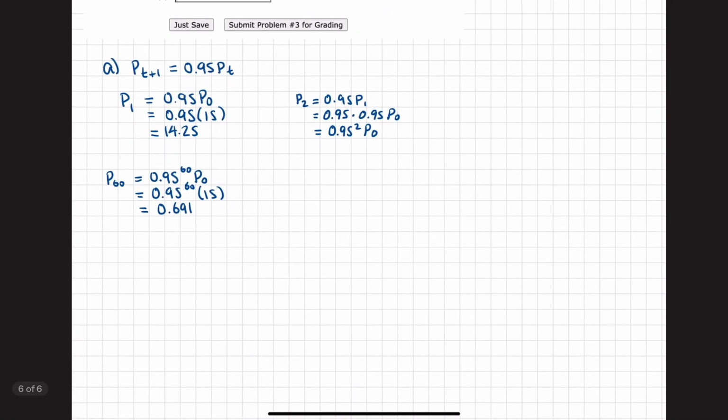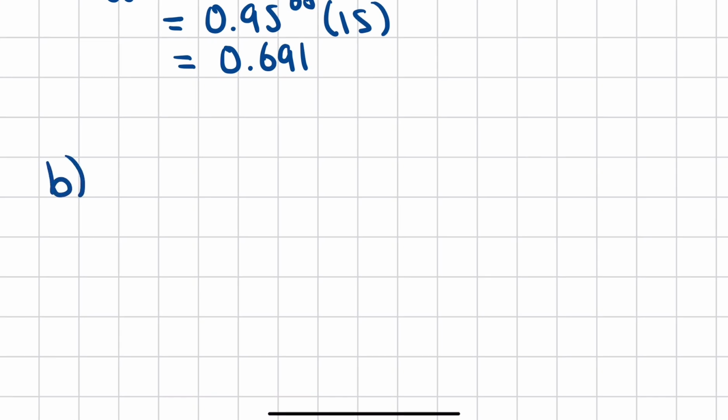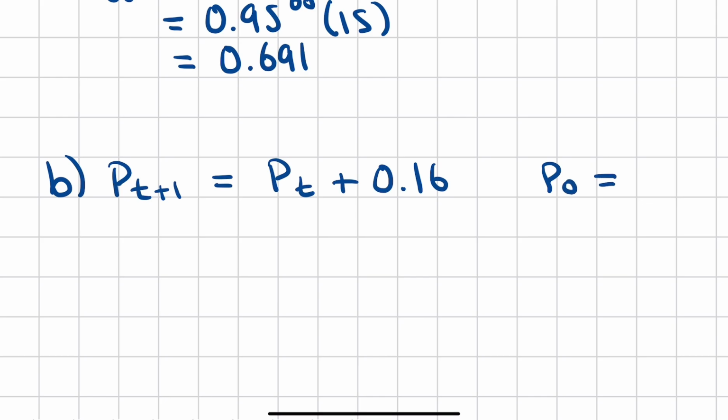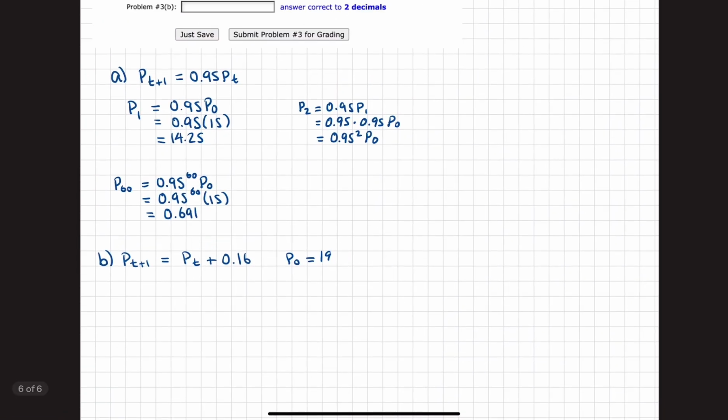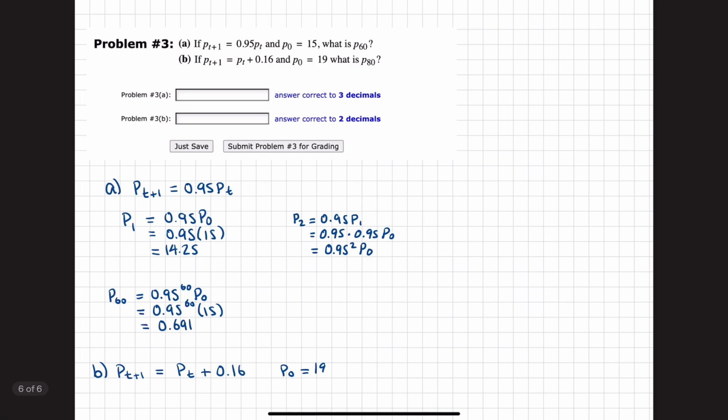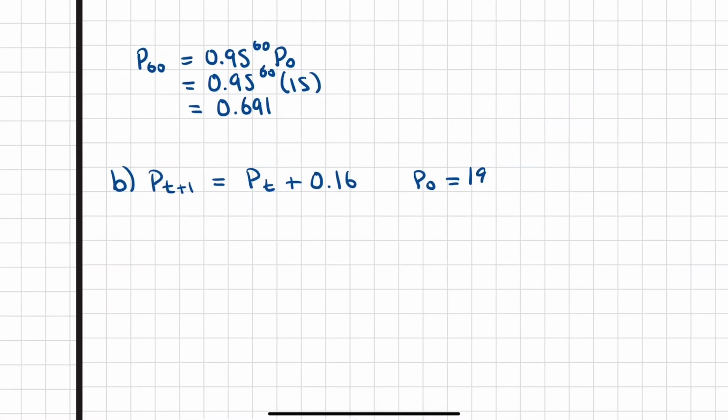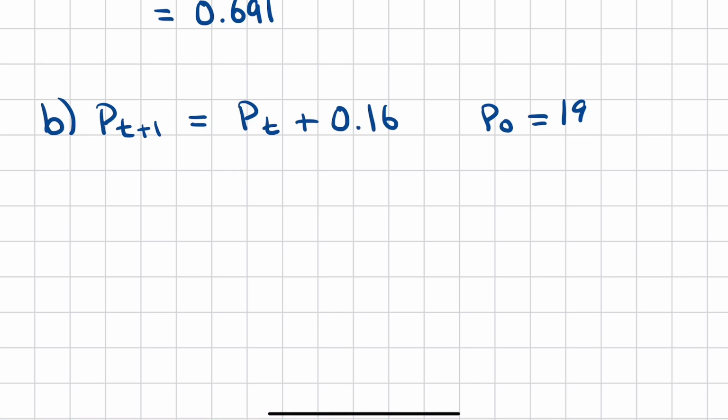Okay, now moving on to part B, we're told p_{t+1} is equal to p_t plus 0.16, and we're told that p0 is equal to 19. And what are we asked to solve for? We're asked to solve for p80, and obviously you don't want to be doing this 80 times in a row, so we want to figure out a pattern right away.